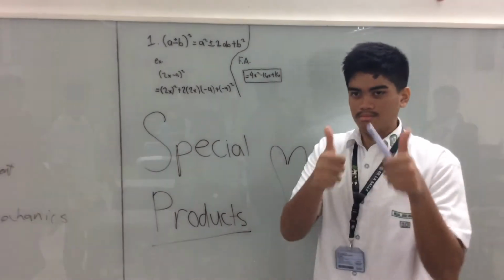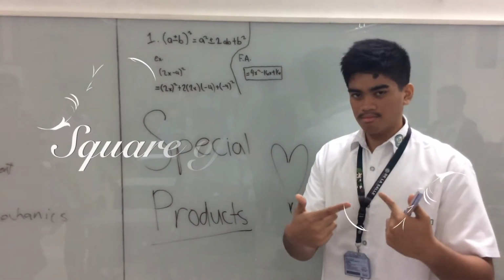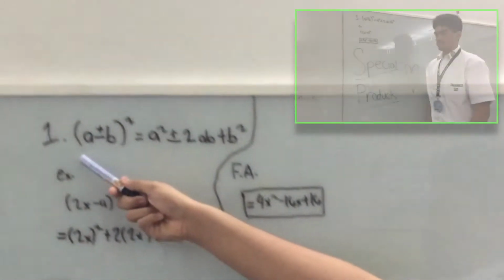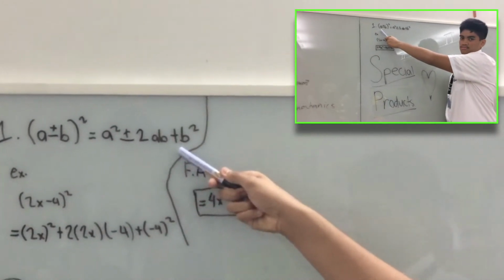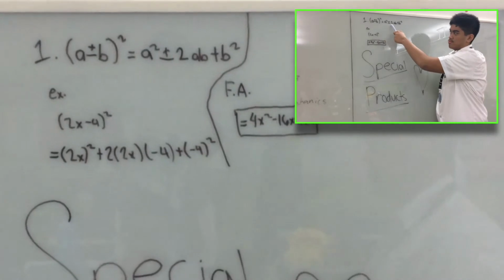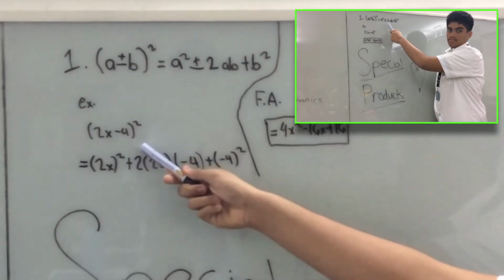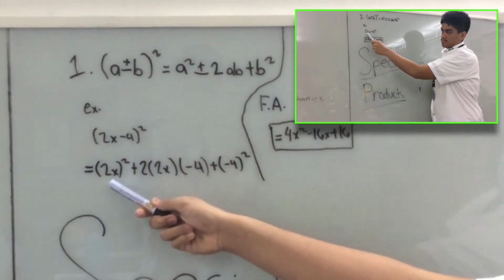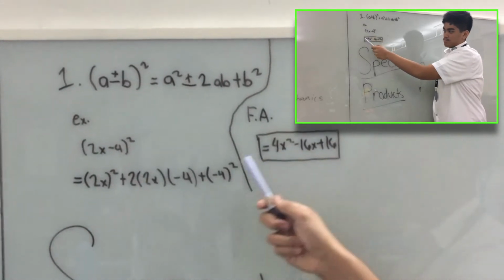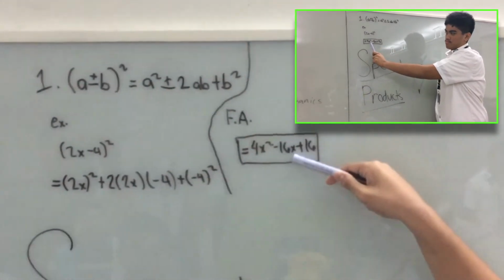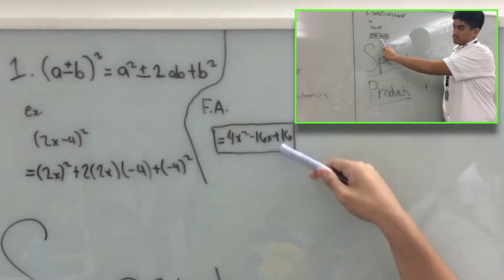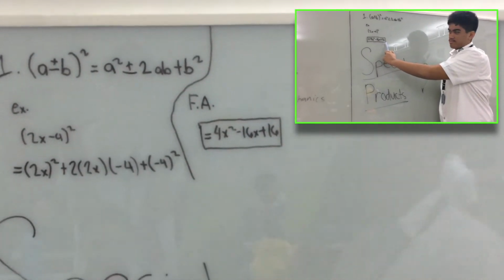In special products, there are different types and names of factors and products. The first factor is (a ± b) squared, and it will yield the answer a squared ± 2ab plus b squared. So using the example of (2x − 4) squared, you'll get (2x) squared, which is 4x squared. Then 2ab, which is negative 16x. Then b squared, which is 16. So that we'll get the final answer of 4x squared minus 16x plus 16.